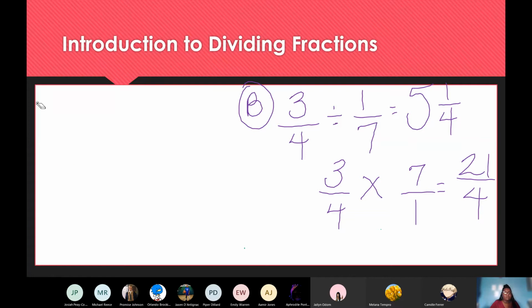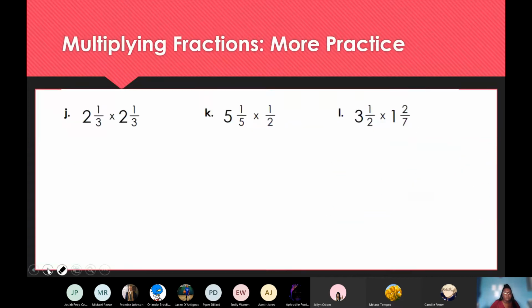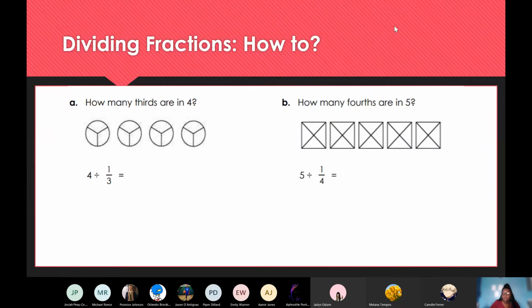So when we're talking about dividing fractions, I want you to take some time to write down both of these problems. What are we actually asking when we're being asked to divide fractions? What do they really want to know? Let's look at problem A, 4 divided by 1/3. We're really asking how many thirds are in 4. So if I have 4 whole cookies, how many thirds are in 4 whole cookies?